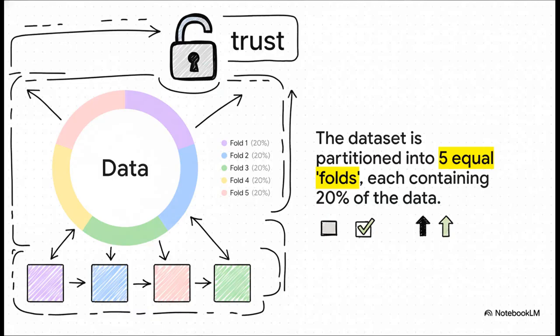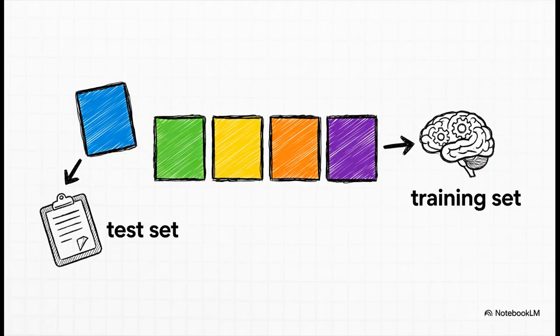So this is what step 1 looks like visually. We take our whole pile of data and just slice it into 5 equal chunks. Fold 1, fold 2, and so on. Easy enough. Now the fun begins. All right, round 1. We're going to hold back fold 1. That's our test set. The model gets to train on everything else, folds 2, 3, 4, and 5. Then we test it on fold 1 and write down the score.